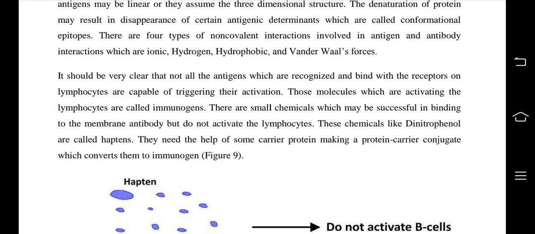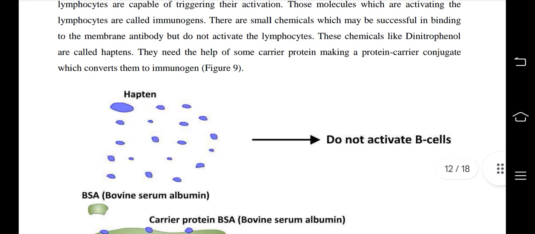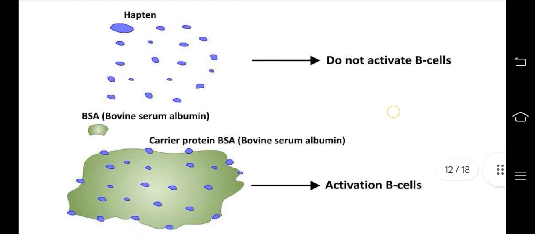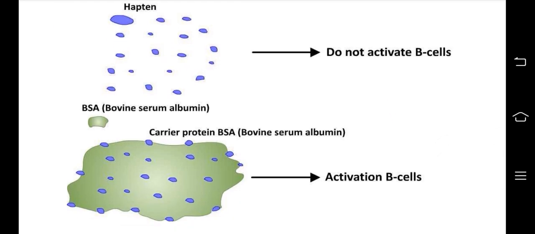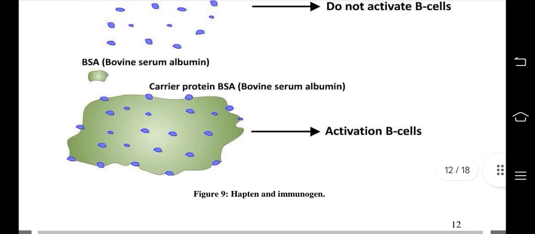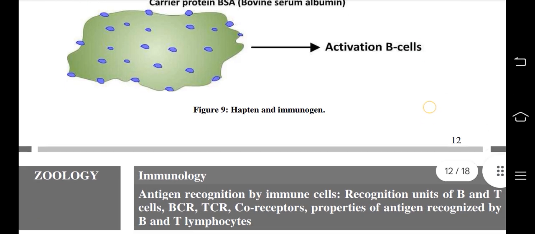These chemicals like dinitrophenol need the help of some carrier protein, making a protein carrier conjugate which converts them to immunogen. Haptens do not activate B cells. BSA, bovine serum albumin, is an example of a hapten. Then with carrier protein, BSA activates B cells. So bovine serum albumin alone is a hapten, but when it combines with the carrier molecule, it acts as an immunogen which creates activated B cells.